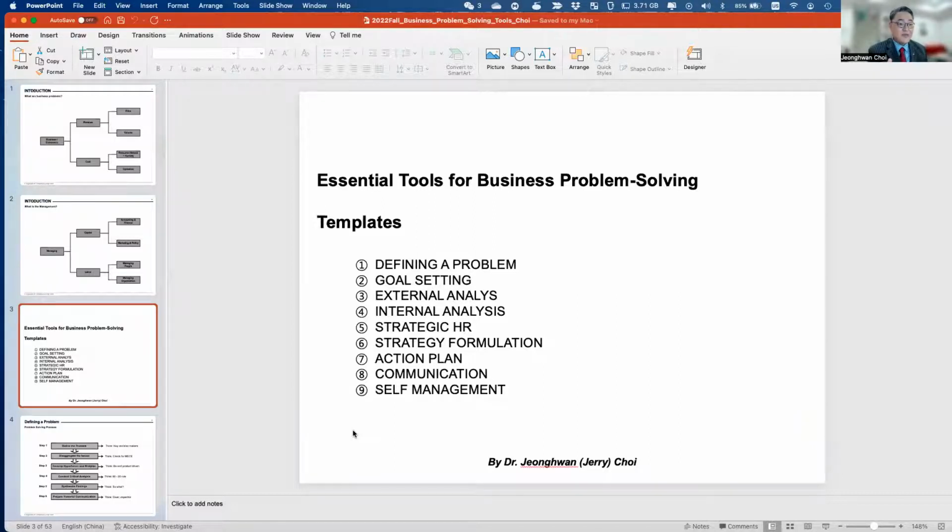So technically speaking, you are now learning about the business language in order to use the right business problem solving tools.